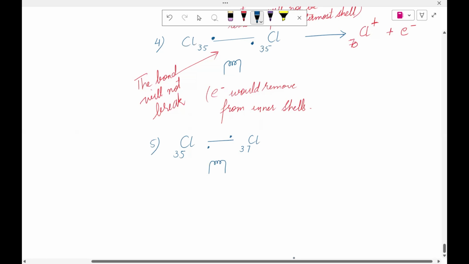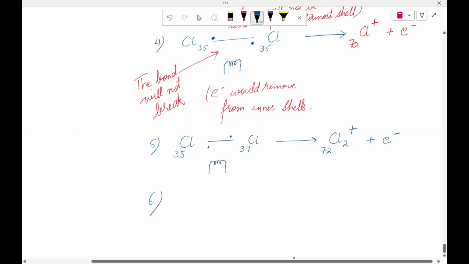Okay. So what is going to happen? Again, the same condition would occur: that electron would be removed from the innermost shell and not from the valence shell. So the formula would become like this. And now 35 plus 37 is 72 with a positive charge, as the electron has been removed from the inner shell with the release of an electron like this.